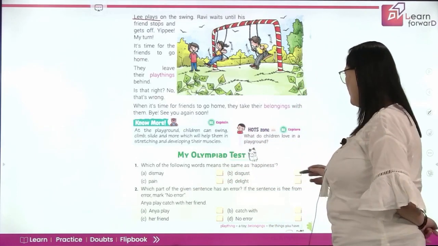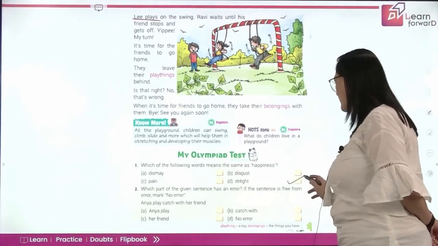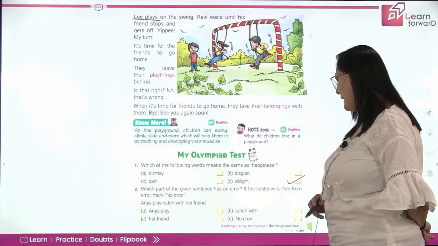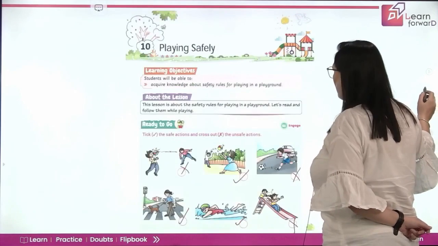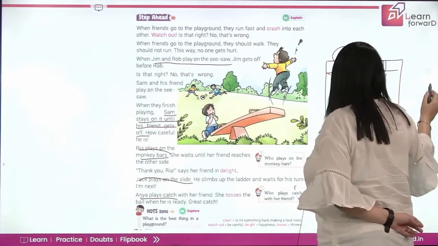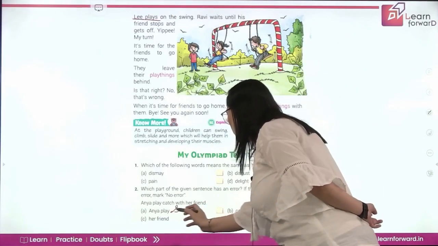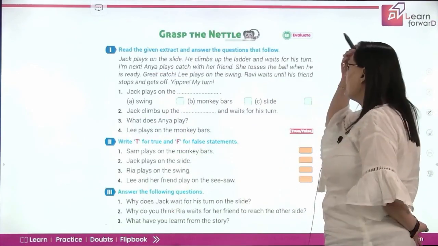Which of the following means the same as happiness? So, delight. Which part of the sentence has an error? Anya play catch with her friend. No. The sentence was Anya plays catch with her friend. So it should be plays. So this is the part which has an error. Next. Jack plays on the slide.